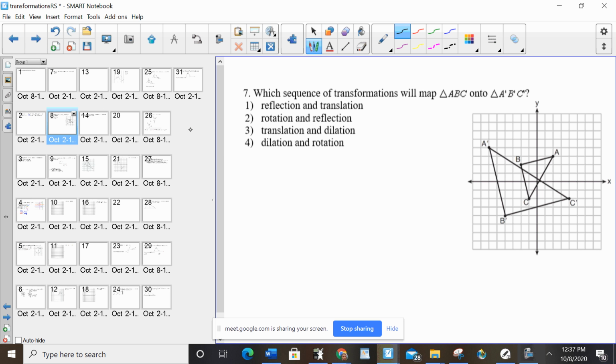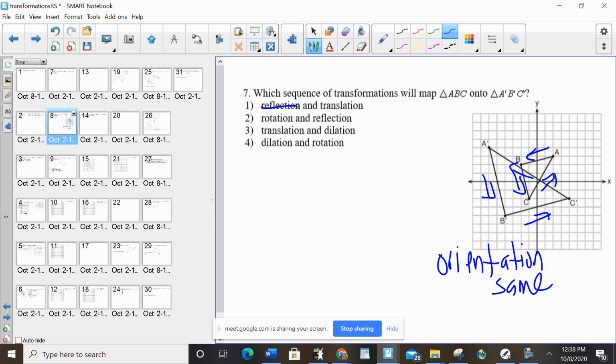All right, number 7. I'm asked to identify the transformations. Whenever you're identifying the transformations, check for orientation. So, the small one, ABC, is going counterclockwise. The big one, ABC, is going counterclockwise. They're going in the same direction, so the orientation is the same. If the orientation is the same, it can't be a reflection. Orientation is changed under a reflection.